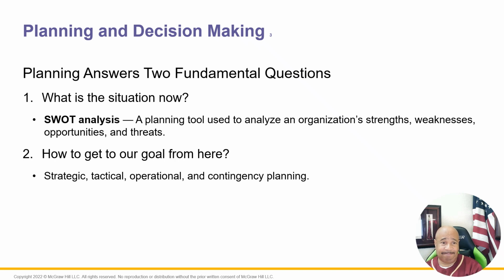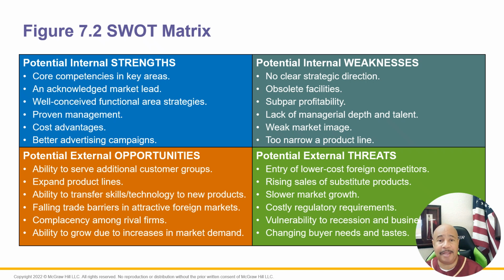Self-driving. So how do you get to our goal from here? It's a strategy. It's going to be tactical, operational, and contingency planning. Contingency planning means you're going to be prepared for what might happen, the what ifs. We'll cover some of this. I want you to actually look at the rest of the PowerPoint so that you get more of a dynamic, let's say, insight into potential internal threats, potential internal weaknesses, potential external opportunities, and potential external threats. All key to SWOT.